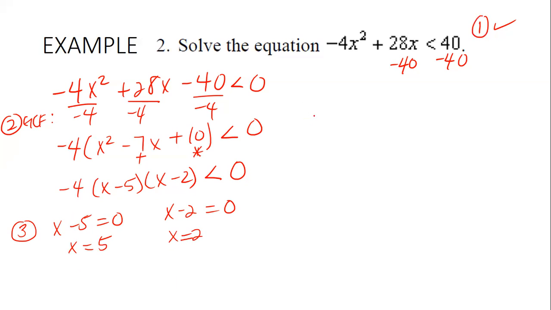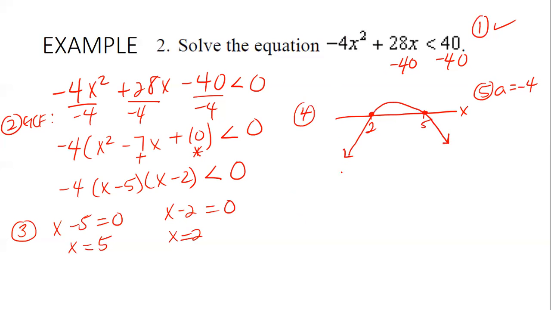So that information tells me that on my x-axis number line, I would cross the axis at 2 and at 5. The shape of it is determined by our a. And what was the a in our problem? Negative 4. So instead of a happy parabola, we have a sad parabola. So that's what we're analyzing.